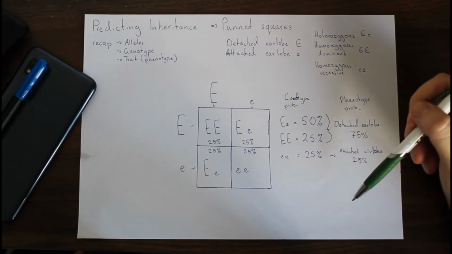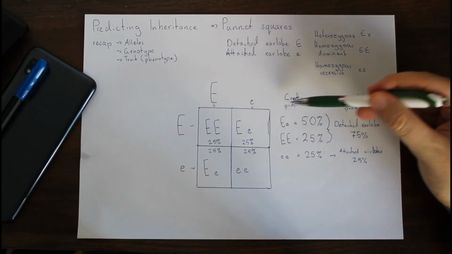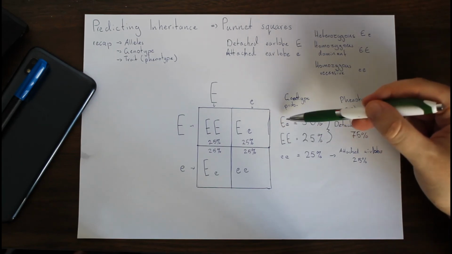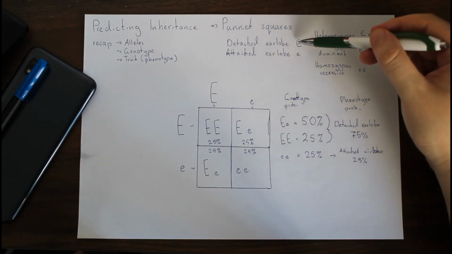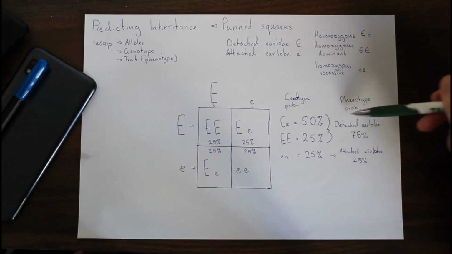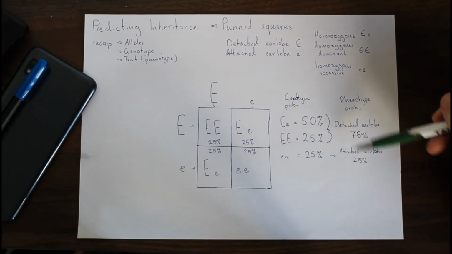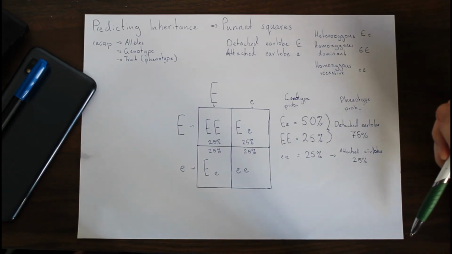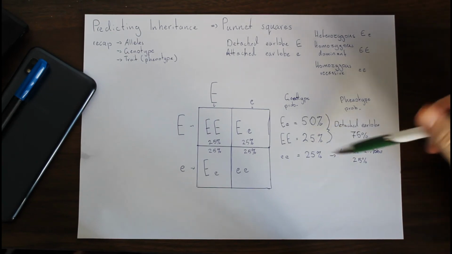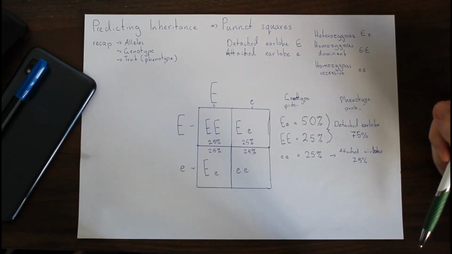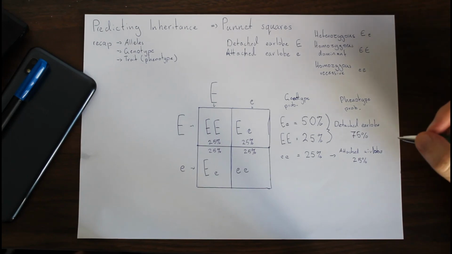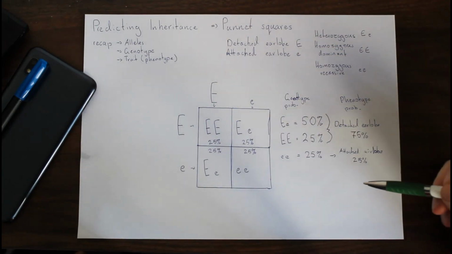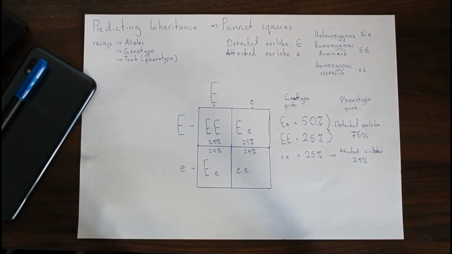Knowing what we know about dominant and recessive alleles, we know that both of these have the dominant allele present, and therefore will have the dominant trait. So we've got a 75% chance of the phenotype detached earlobe, and a 25% chance of the recessive phenotype attached earlobe. Okay. Hopefully that's been helpful explaining how to run through these Punnet squares and how you can predict inheritance.